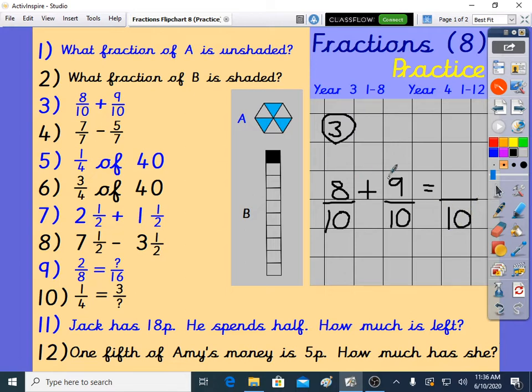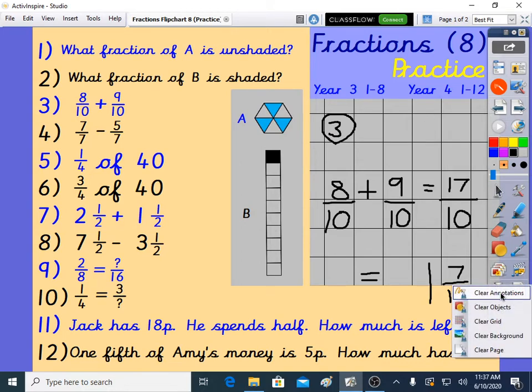Did you beat me to it? 8 plus 9 is 17. 17/10. That's what you need to know. Some of you might know a little bit more, that 17/10 is worth the same as 1 and 7/10. But 17/10 is absolutely fine for this question. We'll move on to question 4.